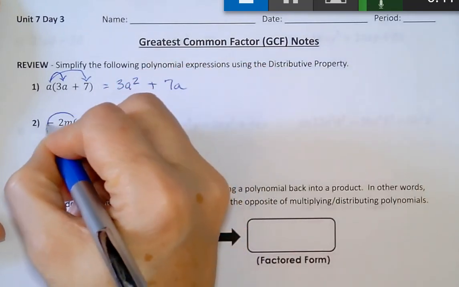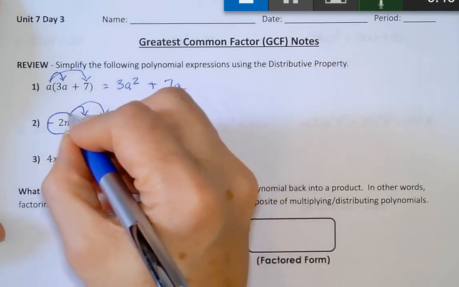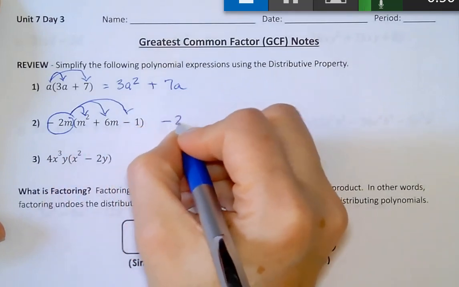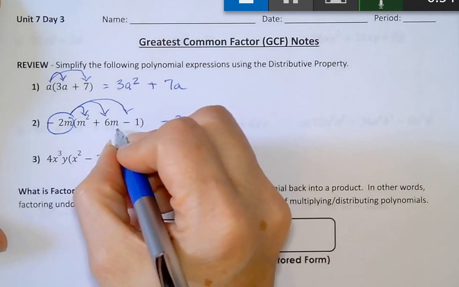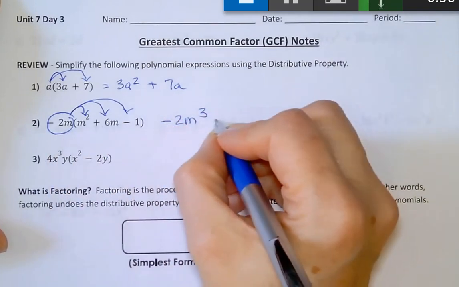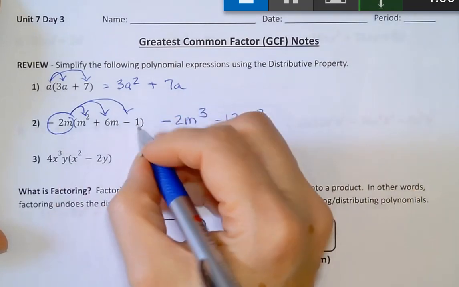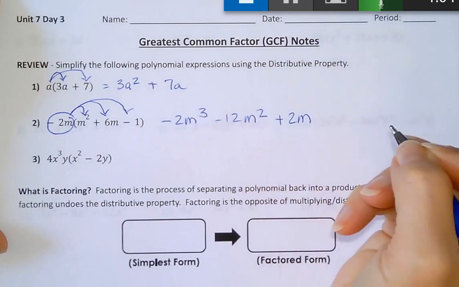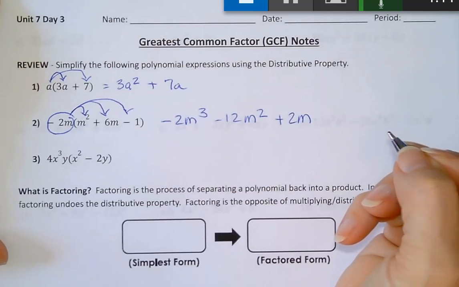Here I'm going to multiply negative 2m times every single factor inside the parentheses, and so I have negative 2m times m squared. It's going to be negative 2m cubed. Then I have negative 2m times 6m, so negative 2 times 6 is negative 12, and m times m is m squared. And finally, negative 2m times negative 1 is going to be positive 2m. Okay, so I am multiplying out, I am distributing a factor, and coming up with the product in simplified form.